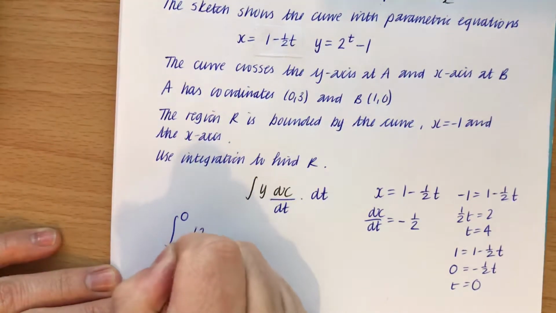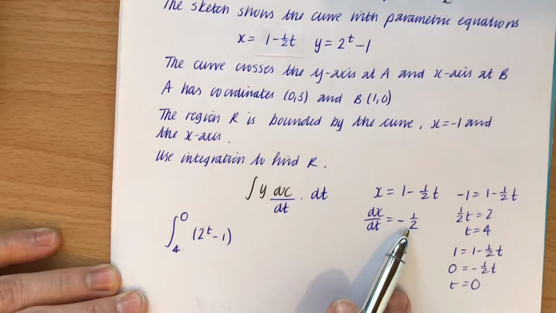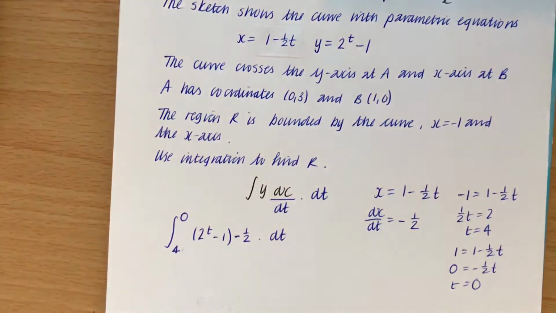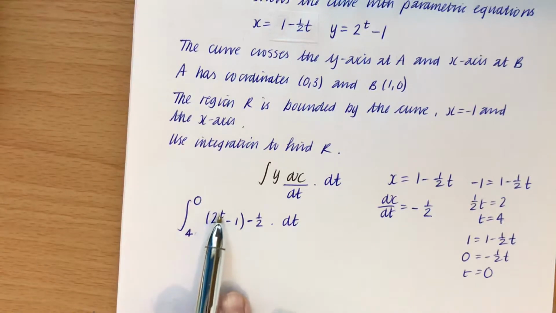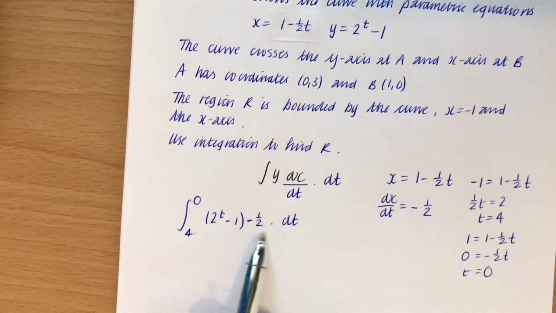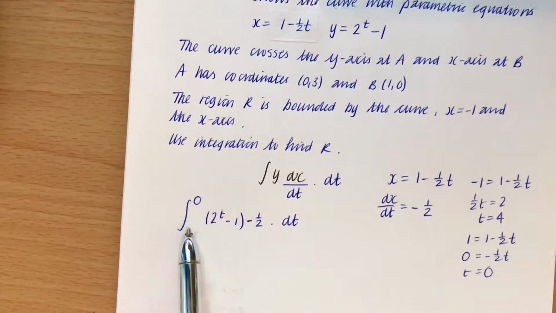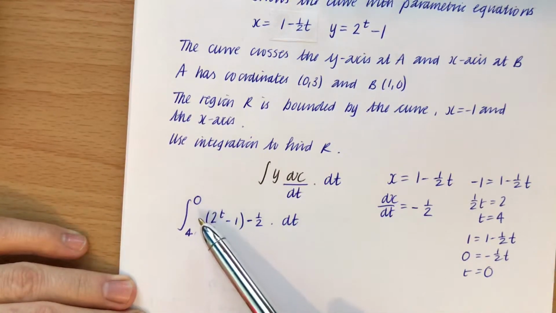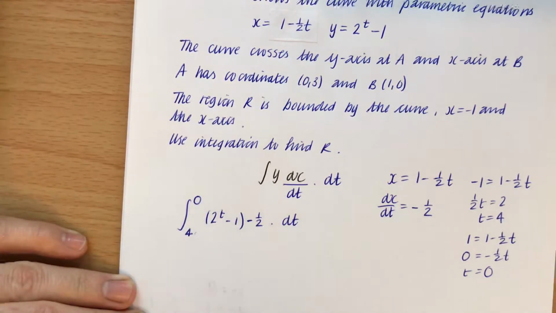Now subbing in for y, y equals 2 to the t minus 1, and subbing in for dx by dt, which is minus a half, dot dt. So we are integrating 2 to the power of t. There's our variable. That minus a half here is just a constant. Now, I'm going to talk about the 4 to 0 here. I'm not going to dwell on it too much, but once we've integrated this, we sub in 0, and then take away, and then sub in 4. And whatever that gets us is going to be the answer.